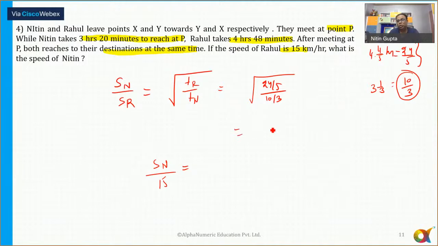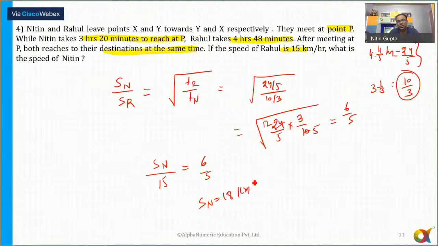So I can say this is equal to 24 by 5 into 3 by 10. Yes, that's right now. 2, 12, and 5. So that is equal to root of 36 by 25. So 6 by 5. So that is speed of Nitin upon Rahul, 6 by 5. So the answer is definitely 18. Perfect. It was just a calculation mistake at one of the steps.